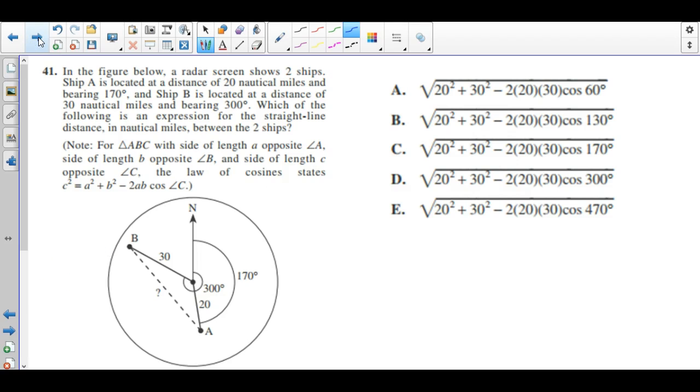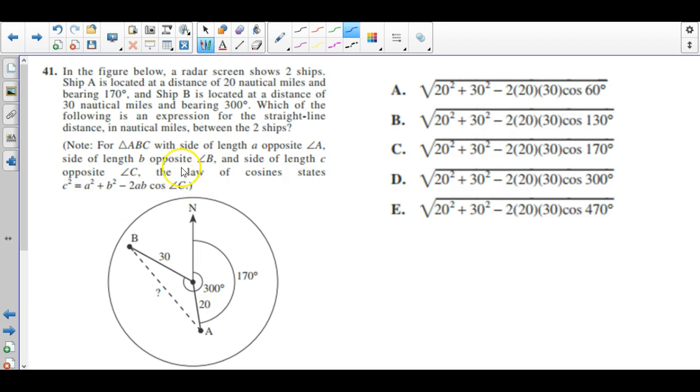In the next one, this one looks tricky right off the bat just because of the diagram, but again, they're going to give you a formula in this. This is the law of cosines formula. So you can read through the problem. It's talking about 2 ships and how many miles apart they are, and their locations. So which of the following is an expression for the straight line distance between these 2 ships?